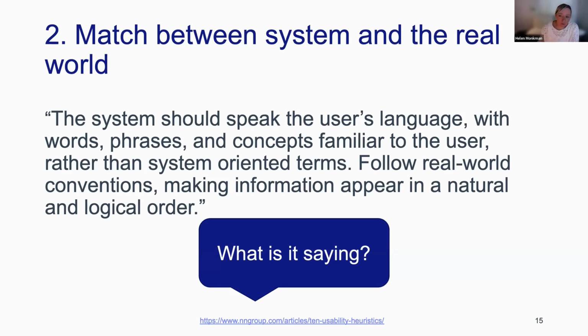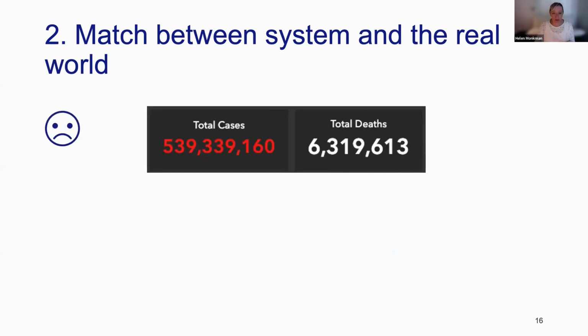But we want to follow real world conventions and make information appear in a natural and logical order. Some examples of that: because we read left to right, we often visualize time as left to right. If someone flipped that on you and put the newest date on the left-hand side and the oldest date on the right-hand side, that would take us a while, and it's not a good use of our cognitive resources either. So when we have things that we can leverage, like conventions, we want to actually use those because it'll make it easier for our users to understand things more quickly.